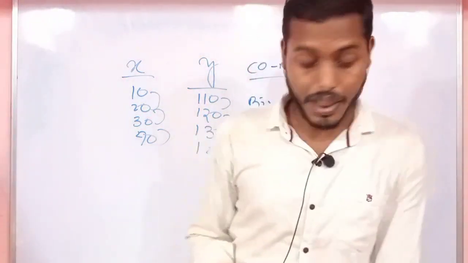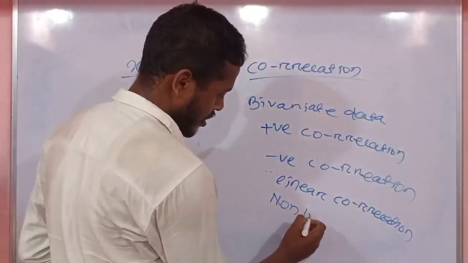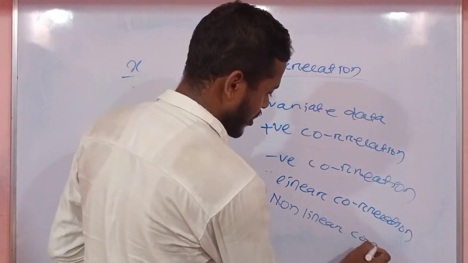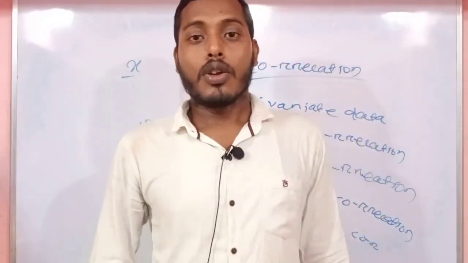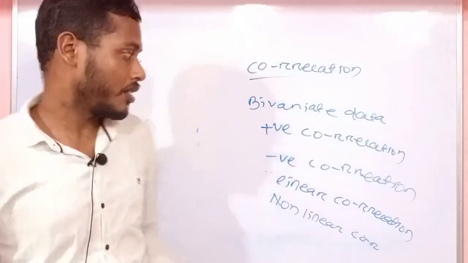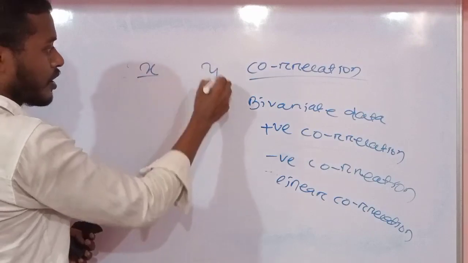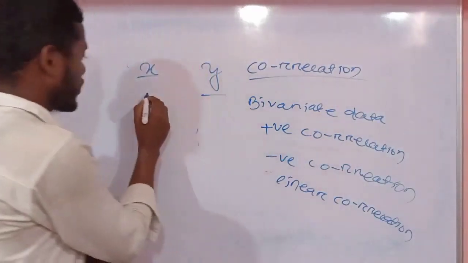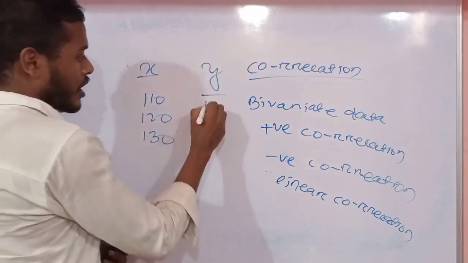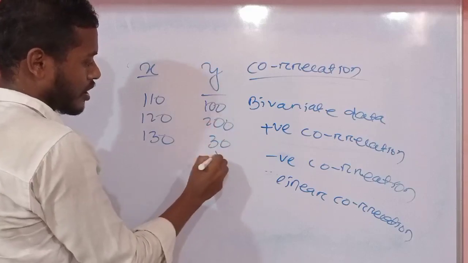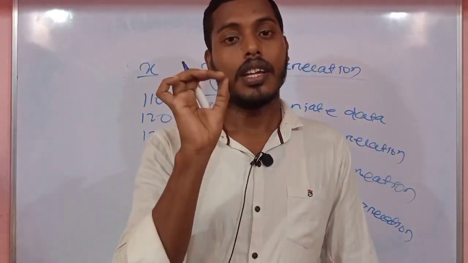Then what is non-linear correlation? Two variables are said to be correlated to each other, but there is not a constant interval; this is known as non-linear correlation. For example, suppose x is one variable like 110, 120, 130, and the y variable is like 100, 200, 300, 400. There will not be a constant interval. This is known as non-linear correlation.